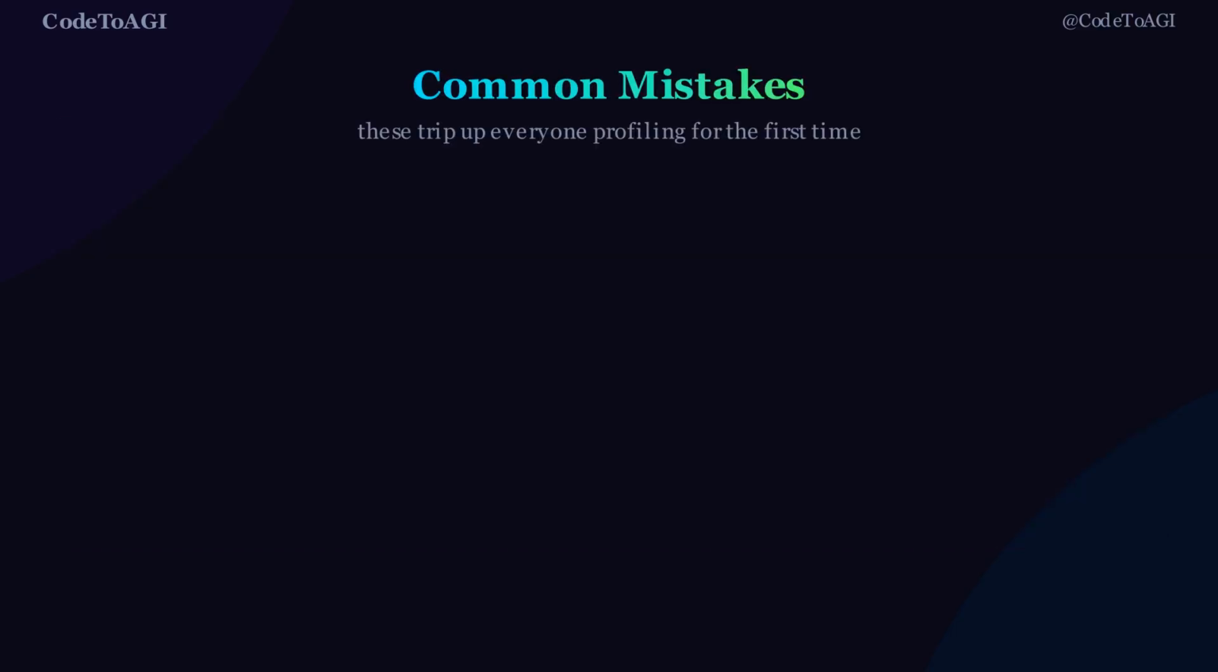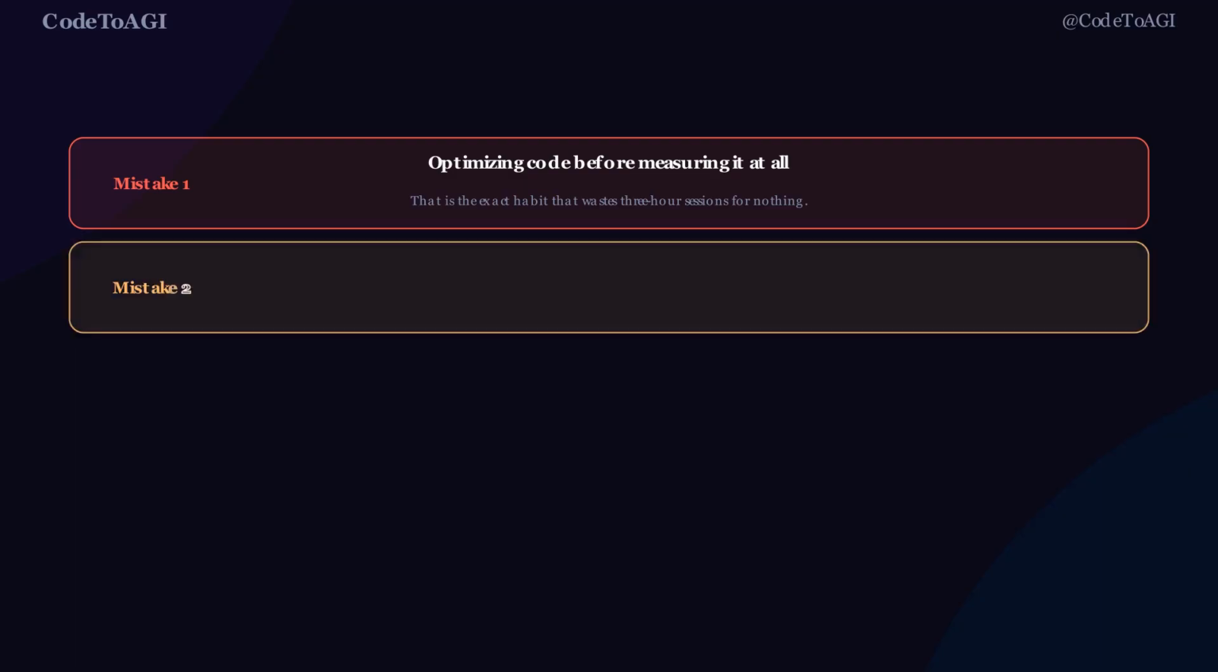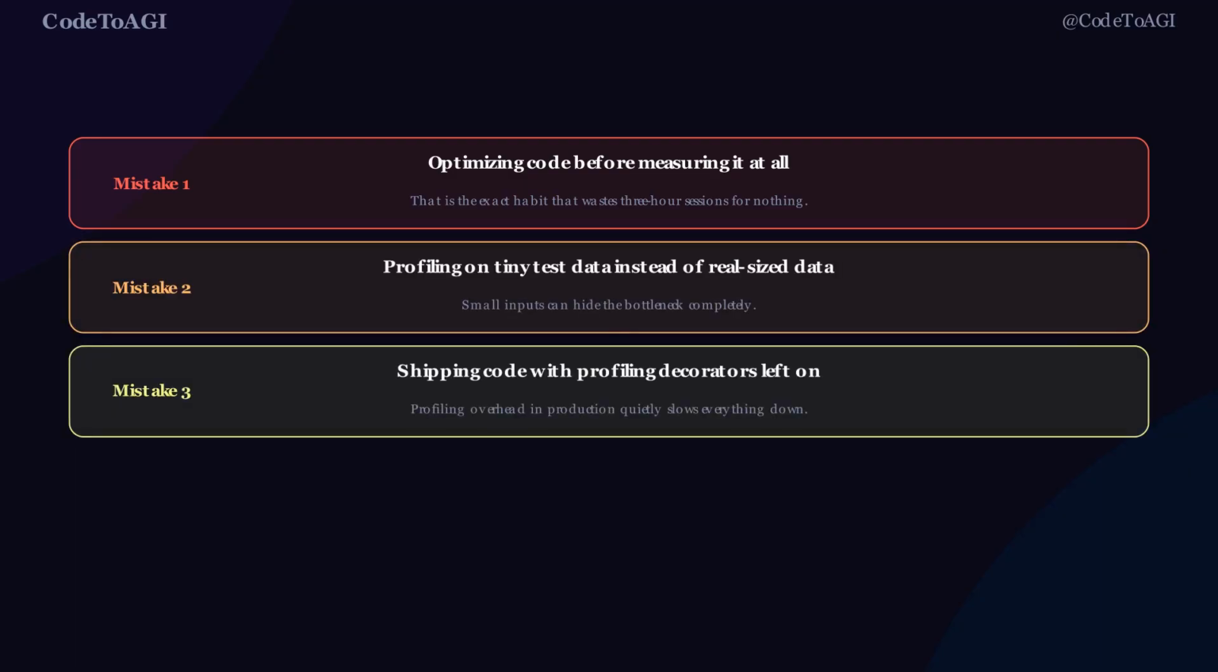3 mistakes that catch everyone profiling for the first time. Mistake 1, optimizing code before measuring it at all. That is the exact habit that wastes 3-hour sessions. Mistake 2, profiling on tiny test data, not real-size data. Small inputs can hide the bottleneck completely. Mistake 3, shipping code with profiling decorators left on. Profiling overhead in production quietly slows everything down.